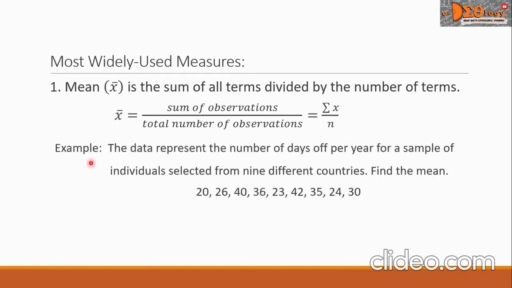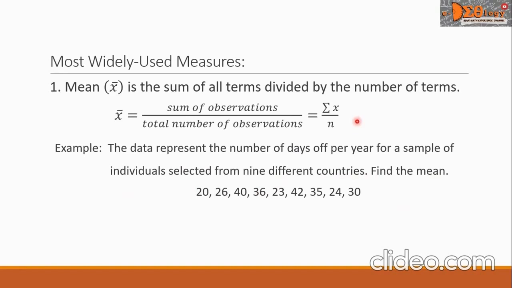Let's have an example. The data represent the number of days off per year for a sample of individuals selected from 9 different countries. Find the mean. The values are here: 20, 26, 40, 36, 23, 42, 35, 24, and 30.